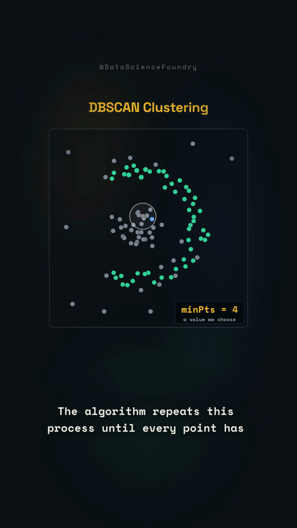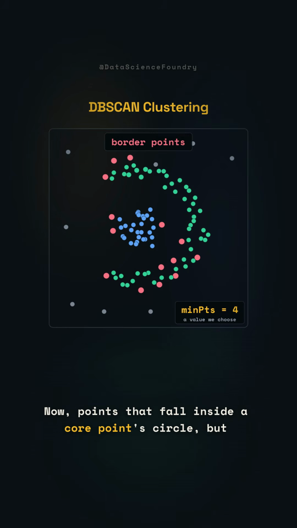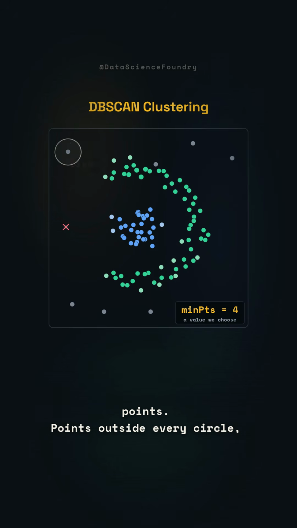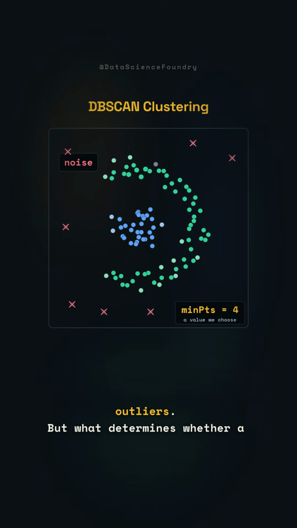The algorithm repeats this process until every point has been visited, so a second cluster forms. Now, points that fall inside a core point circle, but don't reach the minimum on their own, become border points. Points outside every circle, too far from any core point, are labeled as noise or outliers.